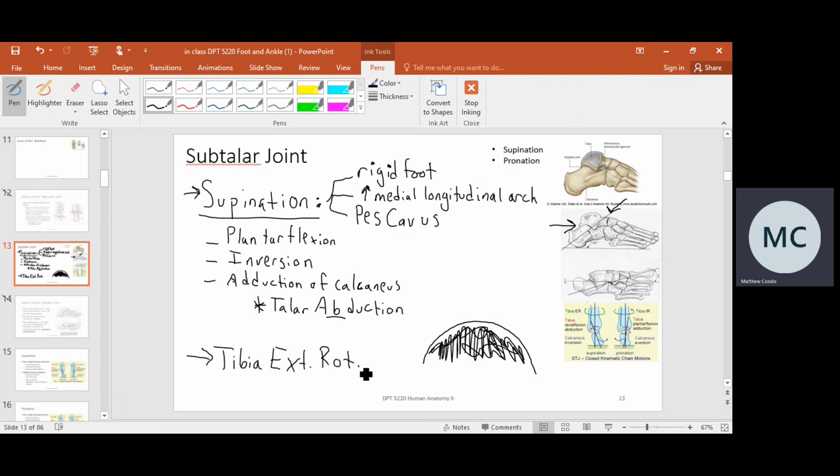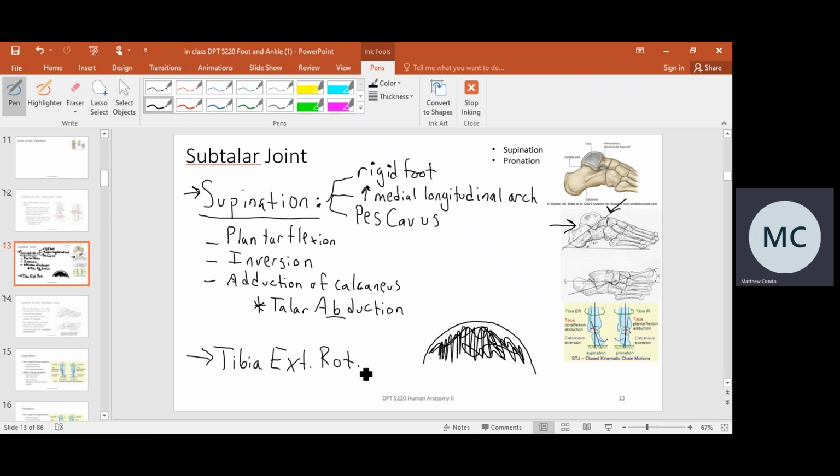Now, that's a fun concept. Because now, hopefully, what you're starting to think about is, oh man, that may have some ramifications at the knee. Uh-oh, right? Because when my knee enters the screw home mechanism, does it externally rotate or does it internally rotate? When it locks into extension. External, right? Okay, so now I have a supinated foot. I'm already externally rotated at my tibia. What's that going to do to my knee?